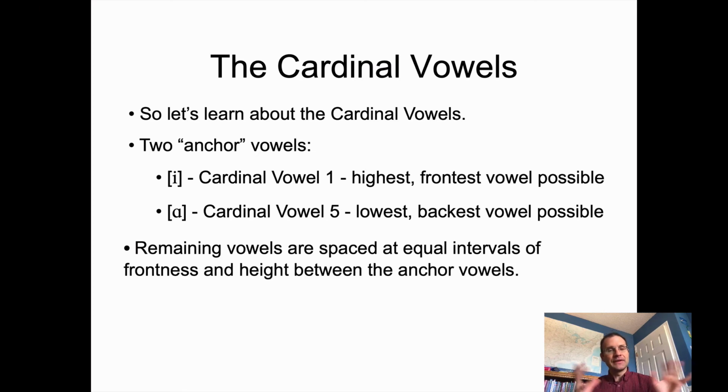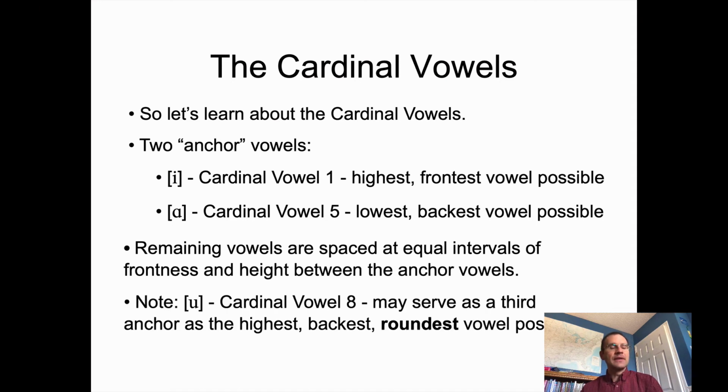So the remaining vowels of the 8 are going to be spaced at equal intervals of frontness and height between those anchor vowels. And then there's also a third one, which is the vowel [u]. It's labeled as cardinal vowel 8. The numbers go in a counterclockwise direction. You'll see it in the vowel space in a second. But cardinal vowel 8 is [u], and that's the highest, backest, roundest vowel you can possibly produce. So that gets the third dimension involved too. So your tongue is really far back, your tongue is also really high, and then your lips are as tightly rounded as you can possibly make them without making a fricative.